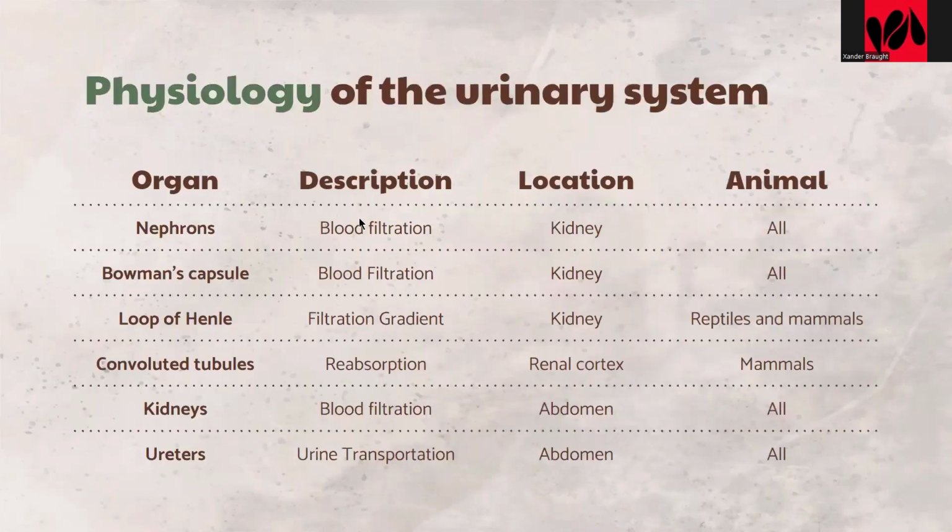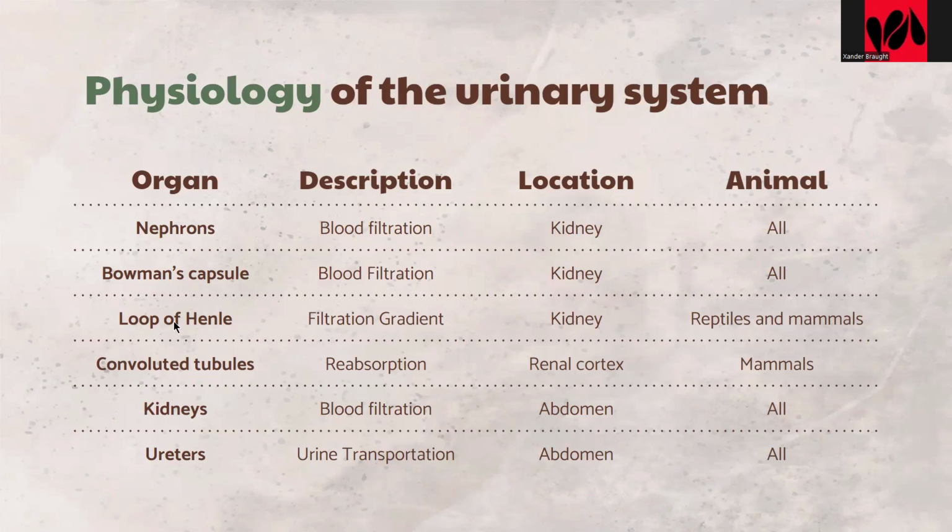A urinary system. Here is just the physiology, so the names of a lot of the key components. The kidney is very used. As you can see, there are multiple. This is basically for blood filtration, and it's used in essentially all the animals. Nephrons, Bowman's capsule, and loop of Henle.